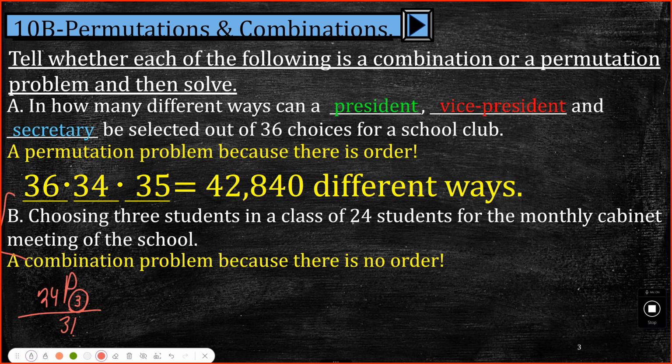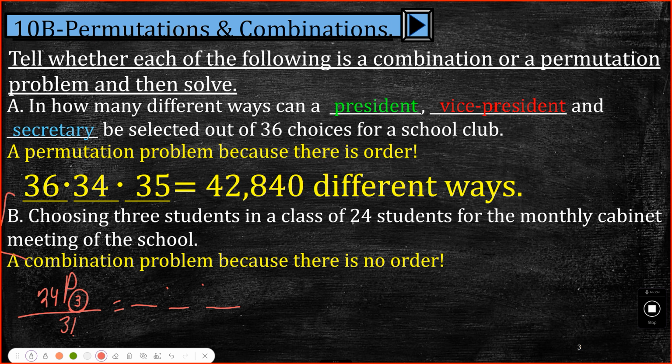So it's 24 pick 3 divided by 3 factorial. However many you pick. All right, let's do it. So the answer to this is going to be 24 pick 3. How many spots do we have? We've got 24 students in the class. And how many am I going to choose? 3. So we're going to go 24, pick 3.